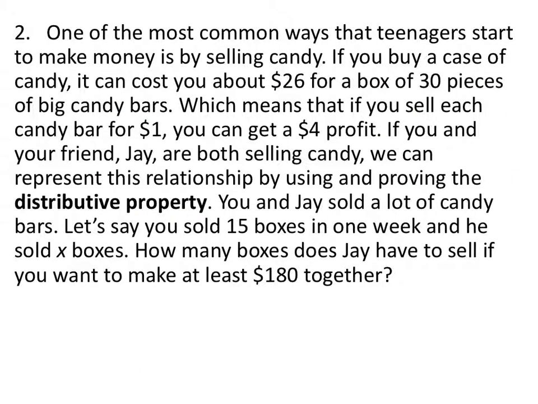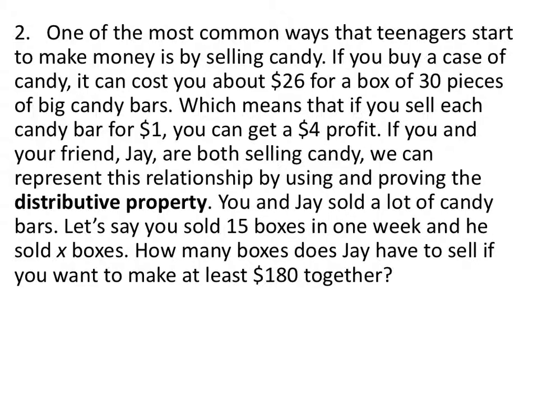Number 2, one of the most common ways that teenagers start to make money is by selling candies. If you buy a case of candy, it can cost you about $26 for a box of 30 pieces of big candy bars, which means that if you sell each candy bar for $1, you can get a $4 profit, and that would be for the whole box, of course.